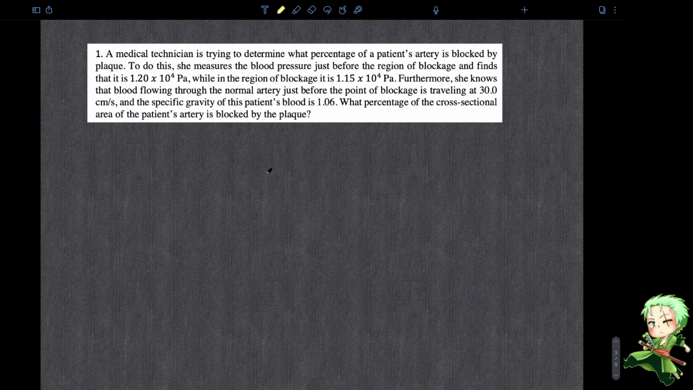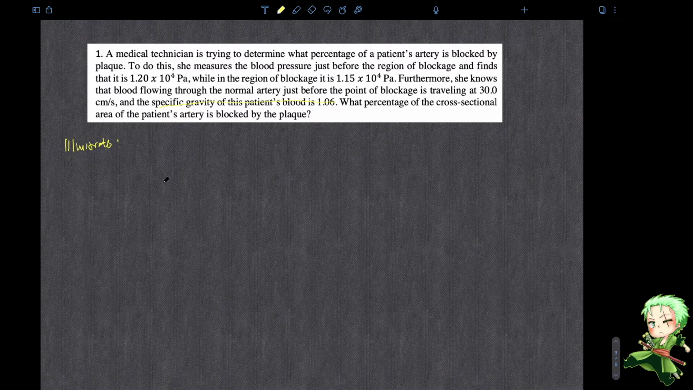So to solve this one, the first thing you should note is that you're actually given the specific gravity of the patient's blood. This is very important in the development of the solution. And also, you should note that what is asked is the percentage of the cross-sectional area that is blocked by the plaque build up. So to do that, let us try to illustrate this problem first.